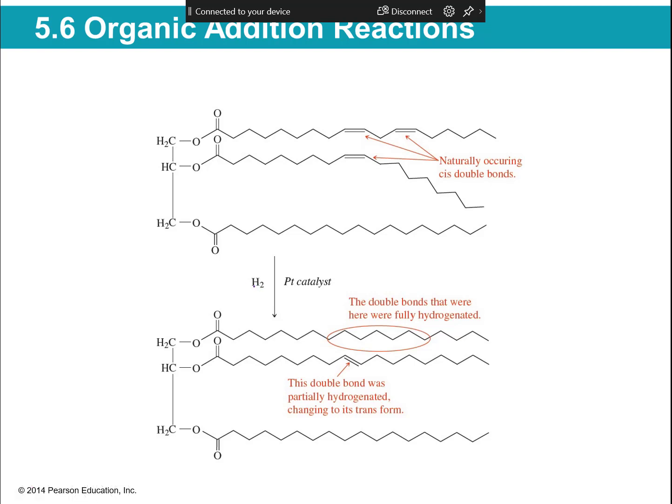So if I add hydrogen and a catalyst like platinum, typically you take in heat, okay? You'll take this oil, this liquid, bubble hydrogen through it over a platinum catalyst, and heat it. And the reaction will break the double bonds. Now, do you see in this bottom one, do you see that these are saturated?